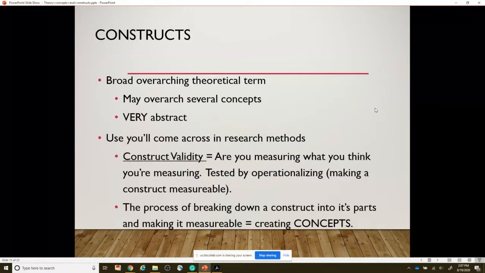So constructs are very broad, overarching theoretical terms that can overarch several concepts, and are very abstract. A way that you will see construct used when you take your research methods course is construct validity. And that is, are you measuring what you think you're measuring? It's a little bit of a misnomer because you're actually taking part of the underlying concepts when you're measuring this. But I wanted to point out that you will run across this in a different context.